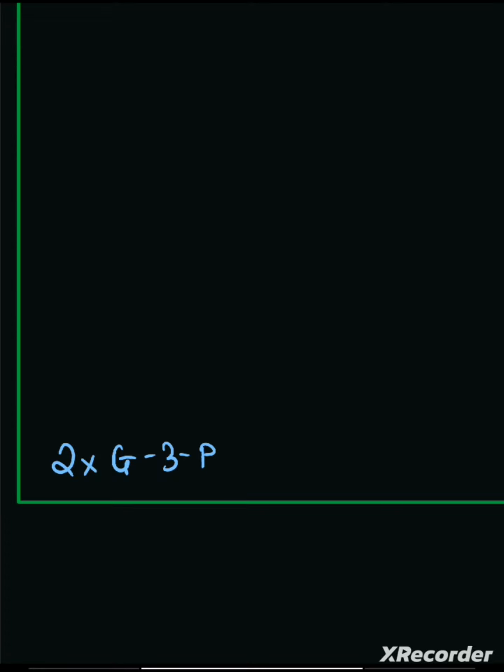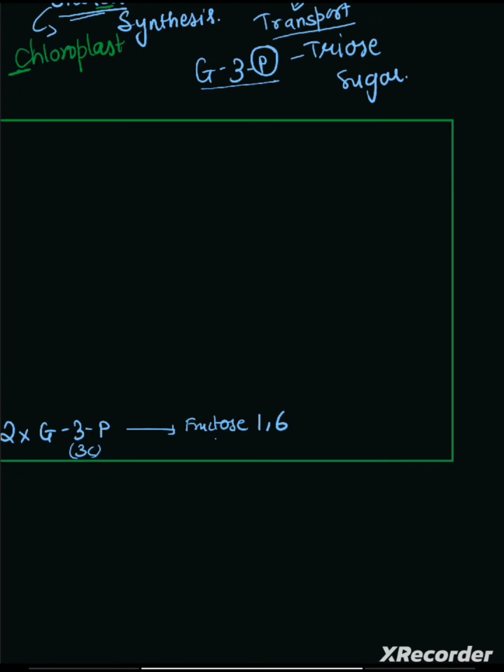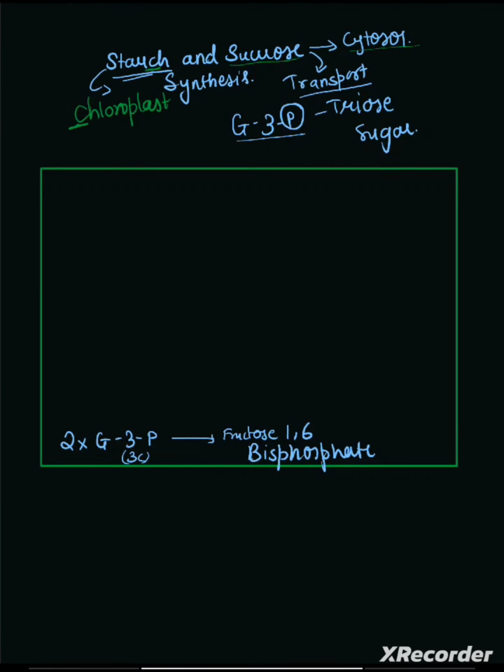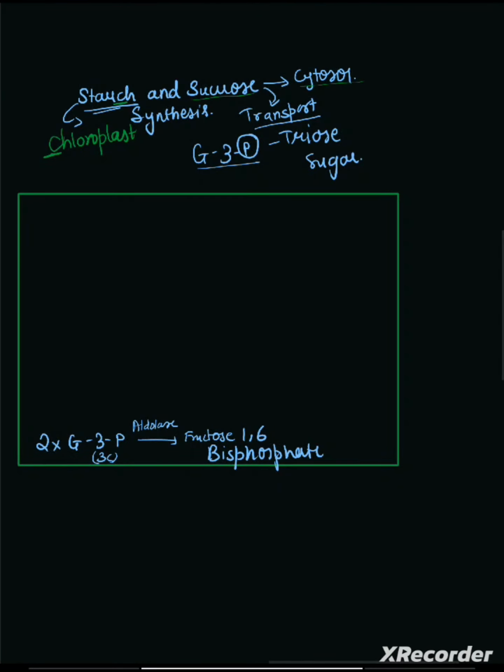Now let's take 2 molecules of glyceraldehyde 3-phosphate. These 2 molecules of glyceraldehyde 3-phosphate, which are 3 carbons each, will form something called fructose 1,6-bisphosphate. Fructose 1,6-bisphosphate will be formed from these 2 molecules of the 3-carbon compound glyceraldehyde 3-phosphate by the enzyme aldolase.